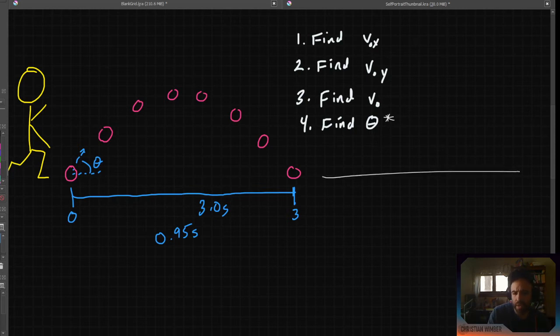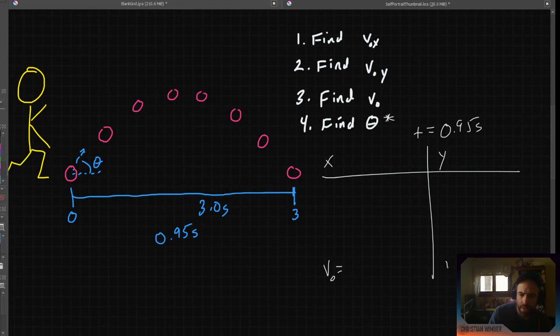So we have a horizontal part that we care about, and we have a vertical part. The only thing they do share is time. Now this time we actually know what time is. Time is 0.95 seconds. What we don't know in either case is the initial velocity. In fact, that's what we're looking for in both of these situations. We do know that the ball started off on what we're going to call spot 0 and ended up on the spot we're calling 3.